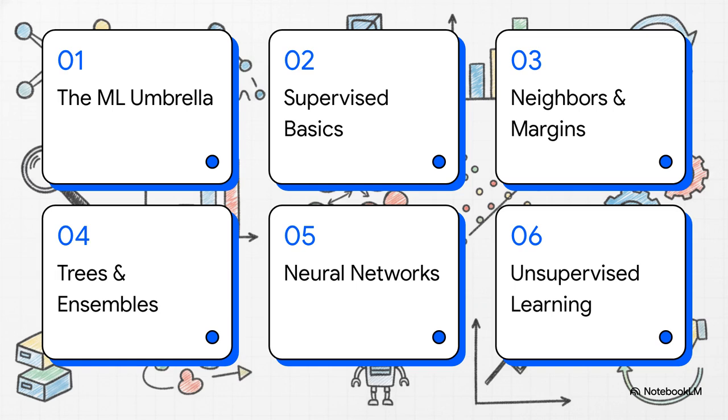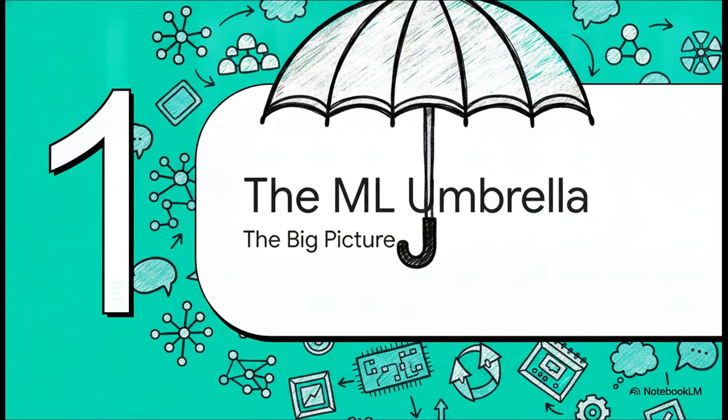Okay, let's dive into our roadmap. We've got 6 key areas to hit. First, the machine learning umbrella, followed by supervised learning basics. Then, we'll get into neighbors, margins, and boundaries. After that, we'll explore trees, forests, and ensembles, unlock the power of neural networks, and finally, wrap up with unsupervised learning and beyond. All right, Section 1, the machine learning umbrella.